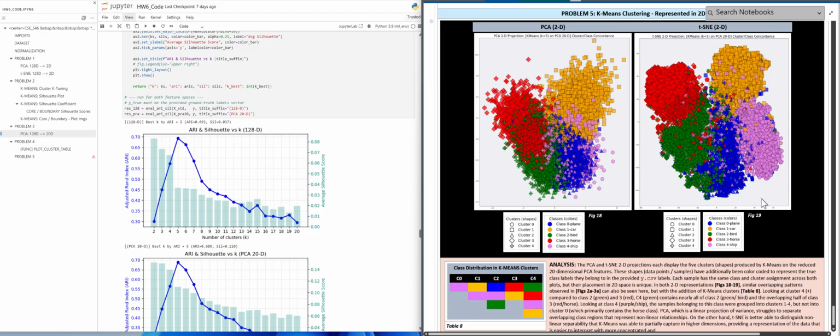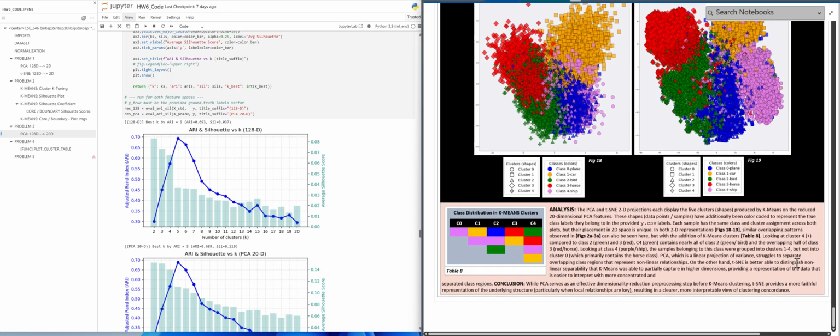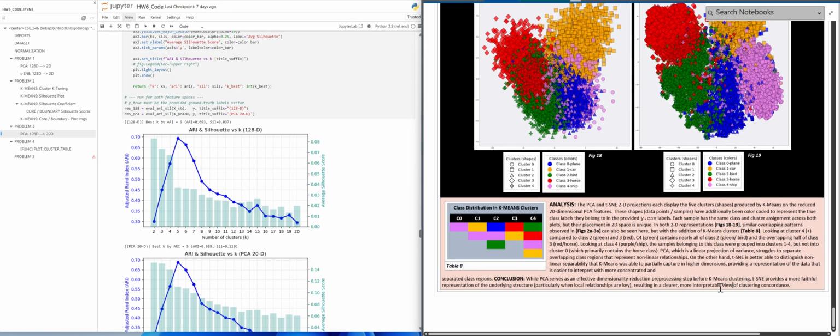The 2D representation that t-SNE offers gives a lot more insight into what happened during the k-means clustering, and how well it performed, though that might be the wrong word, how well its clusters are mapped to the original ground truth labels.